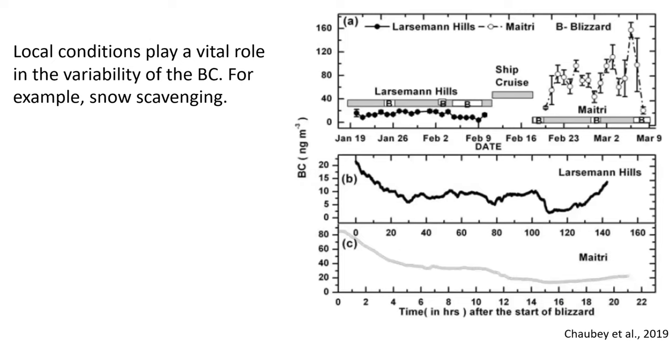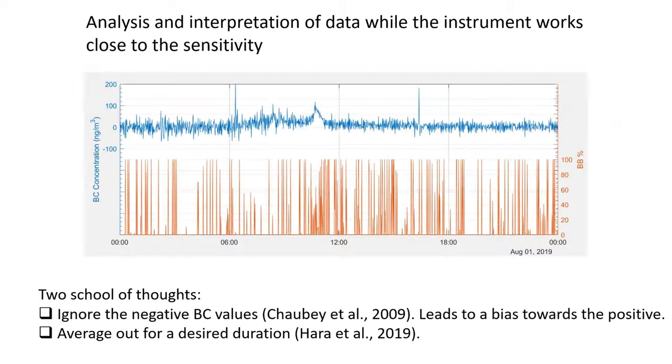Also, there have been studies from our Indian colleagues that local factors like blizzards scavenge the black carbon, and during a blizzard, there is a significant drop in the black carbon concentration.